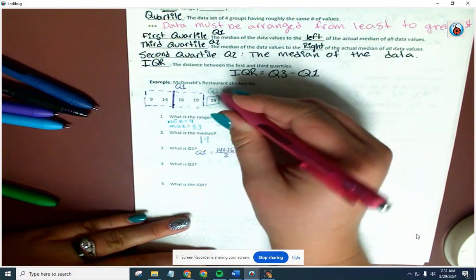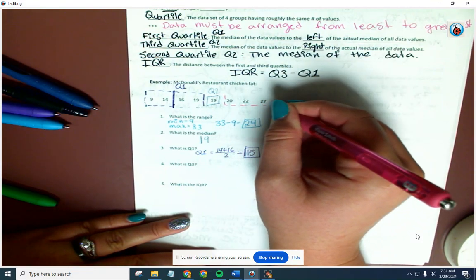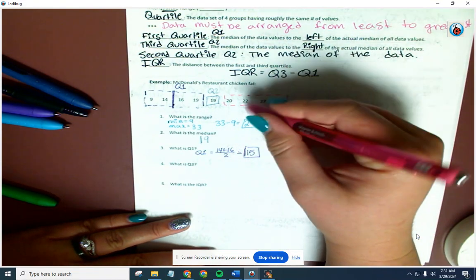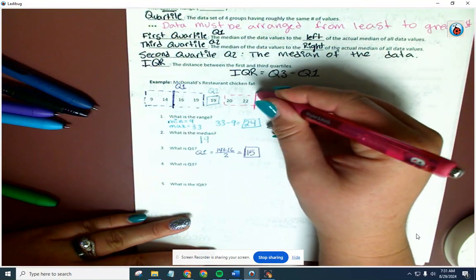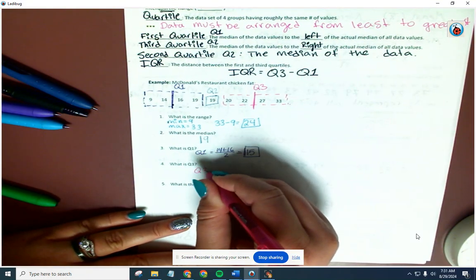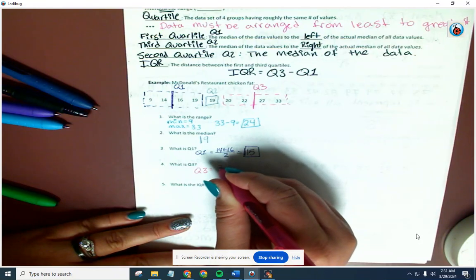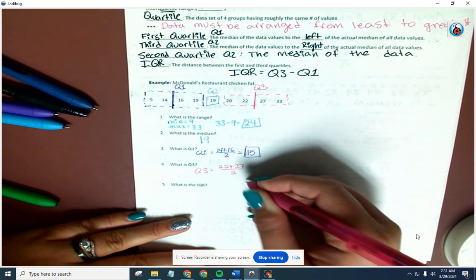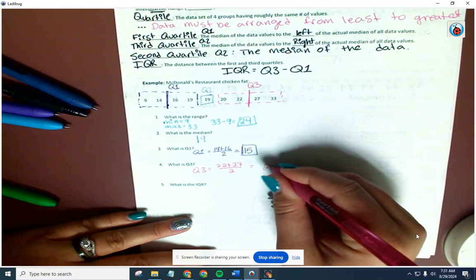Now we're going to look at Q3. So Q3 is going to be the same thing, but with the right side of the data. So in the middle of these four numbers, right about here, is going to be Q3. So Q3 is going to be the average of 22 and 27, which is 24.5.